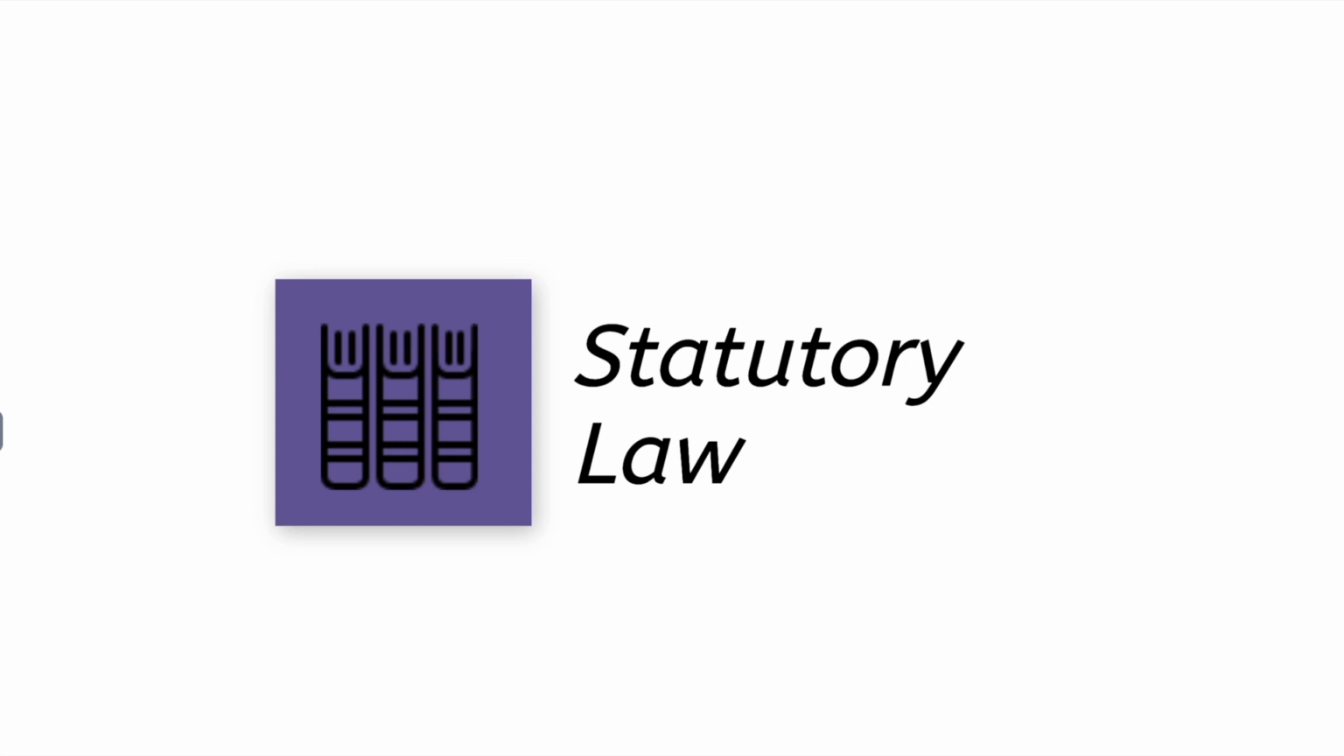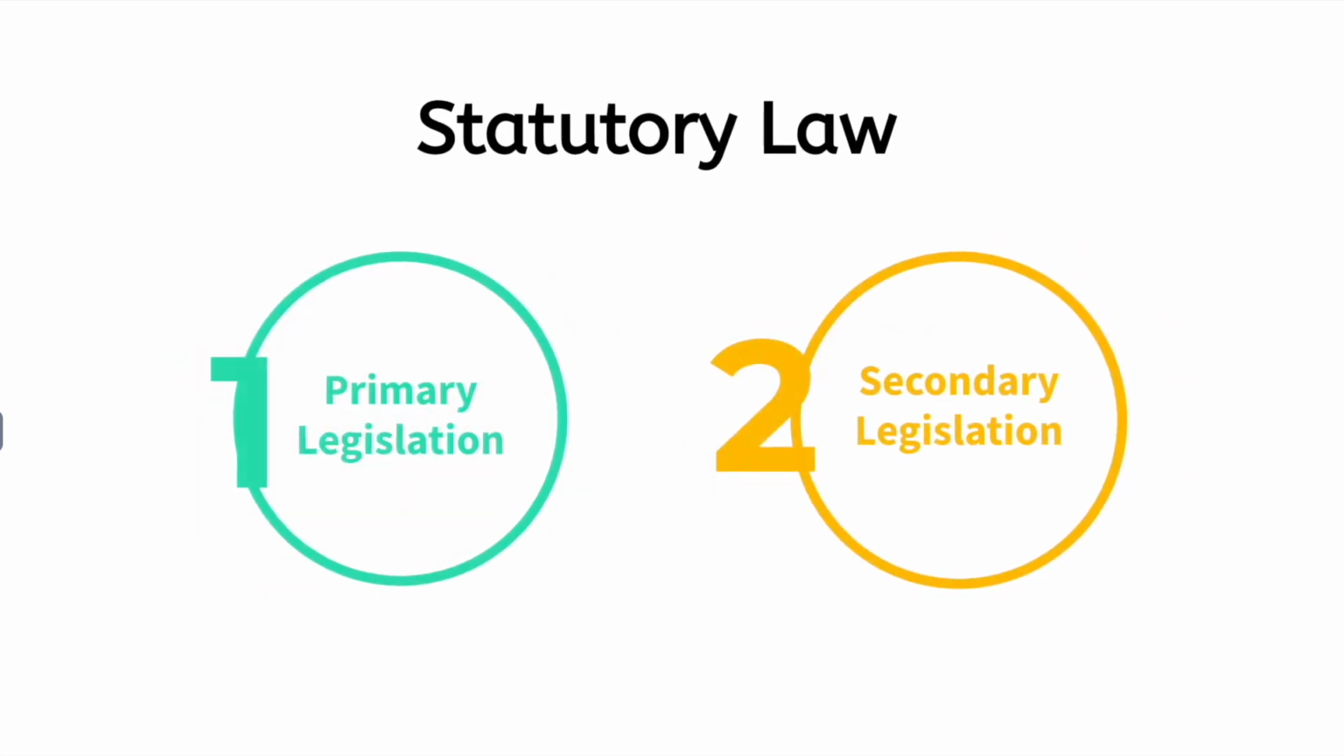Well, opposite to the case law, we will find the statutory law, which is the law issued by Parliament or the Congress in the case of the US. This statutory law covers both primary and secondary legislation. Let's take a look at these two types of statutory law.